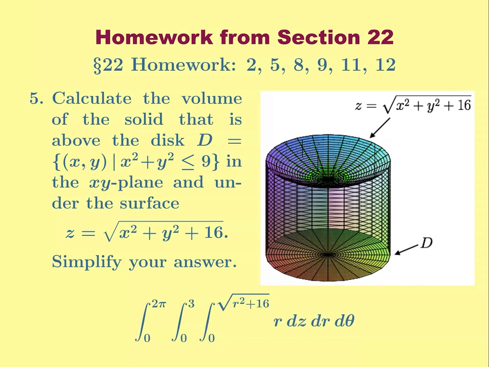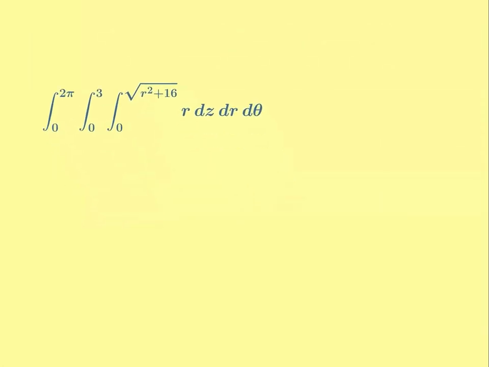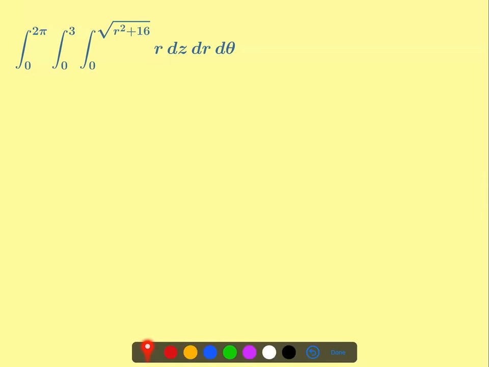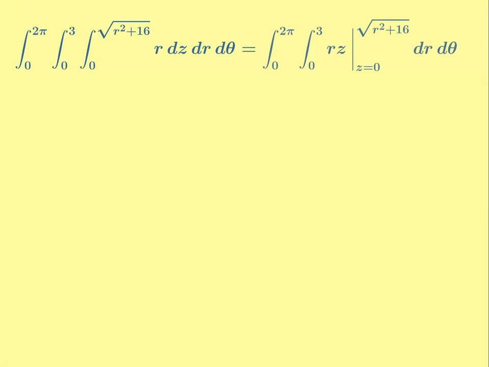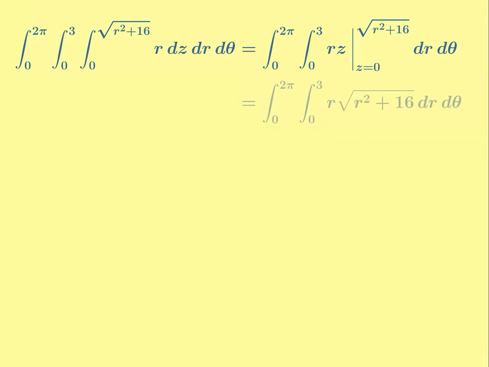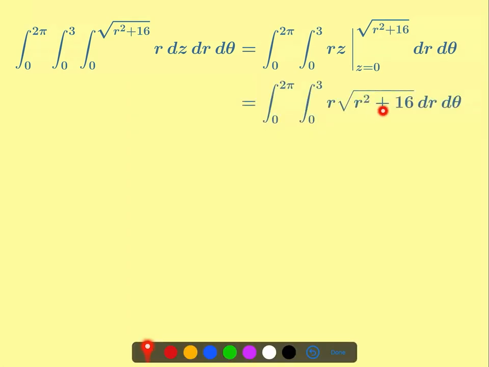So that's what we're integrating. When we integrate with respect to z, this r is a constant again, so we just get rz evaluated from z equals 0 to the square root of r squared plus 16. So that's just going to give me the square root of r squared plus 16 times that r we already had. Now I want to integrate with respect to r.